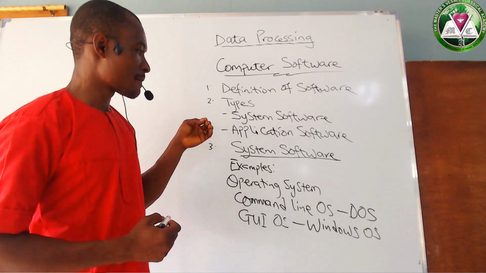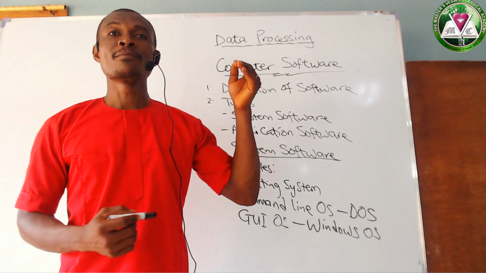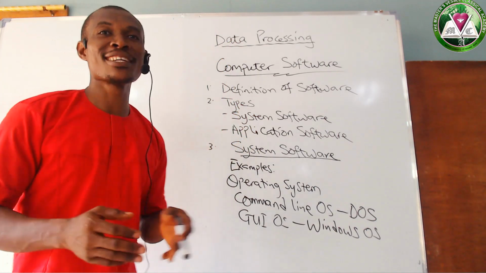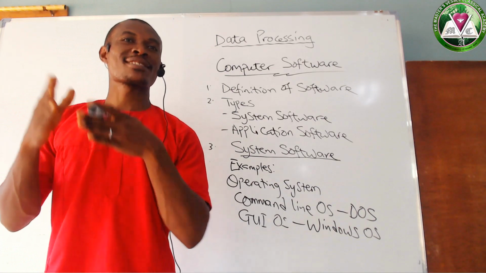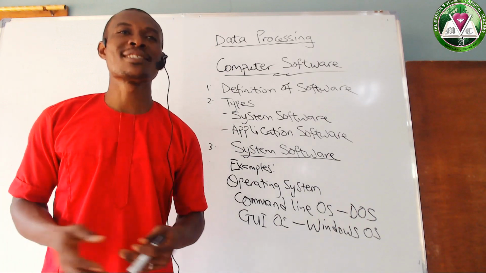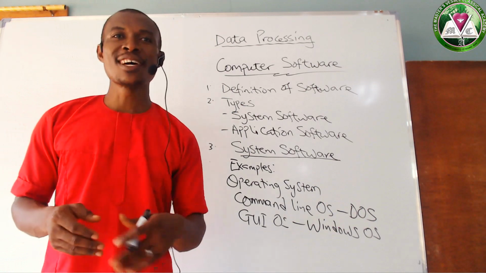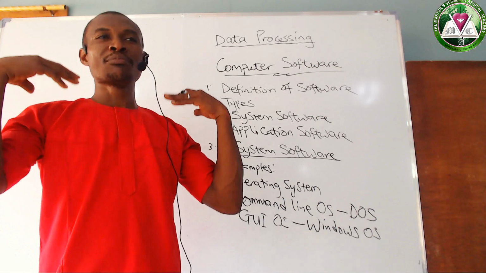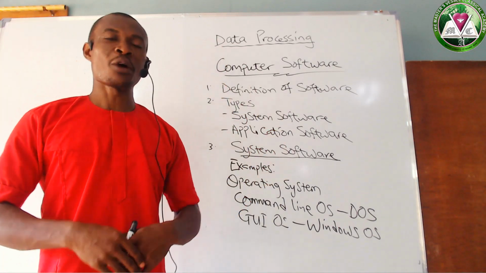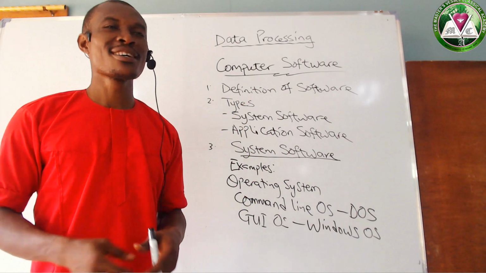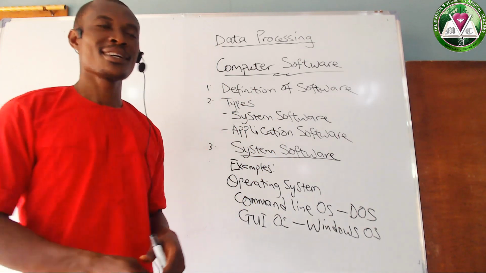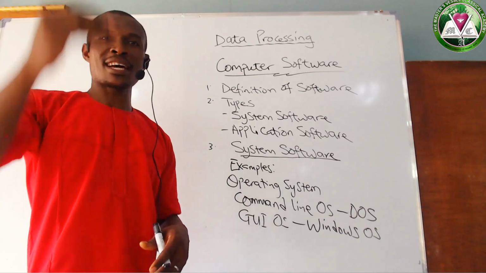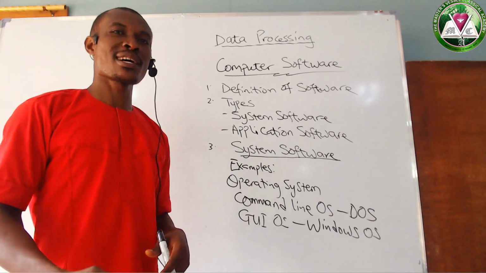Now let's quickly look at types. When we talk about types here, we may classify operating systems under the number of users and the number of tasks the operating system can perform at a time. There are some operating systems that can allow one user at a time, that can also process one task at a time, and we call them single user, single tasking operating system. That means they can allow only one user to make use of the computer at a time and also process one task at a time.